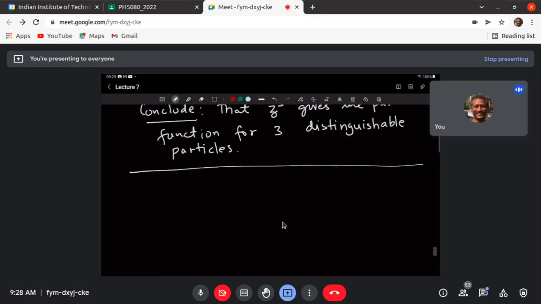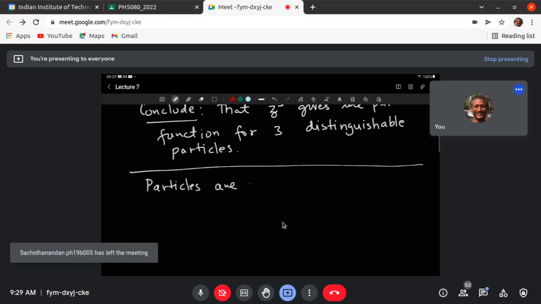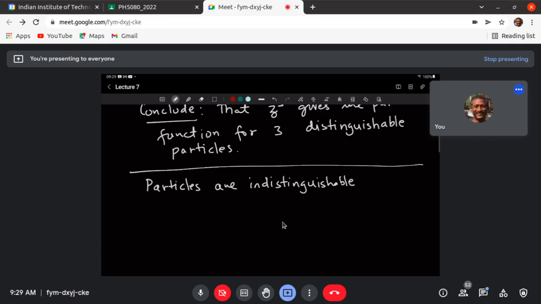However, this is not an interesting computation. In reality, particles are indistinguishable. What I mean is particles of the same type. Suppose you have a mixture of hydrogen and oxygen. All hydrogen atoms will be indistinguishable and all oxygen atoms will be indistinguishable. So we are looking at only one species out here.